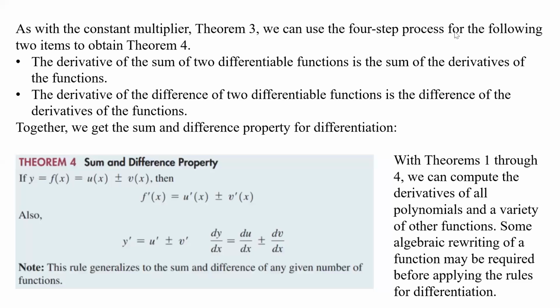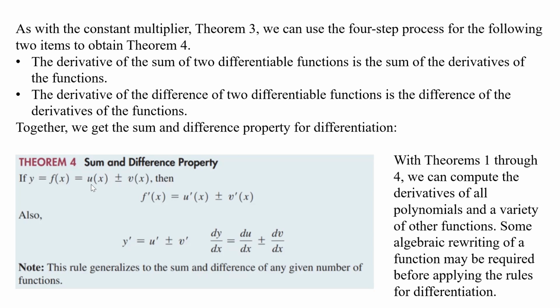All right, so this one, as with the constant multiplier, theorem 3, we can use the four-step process for the following two items to obtain theorem 4. So basically, the derivative of the sum of two differentiable functions is the sum of the derivatives of the functions, and the derivative of the difference of two differentiable functions is the difference of the derivatives of the functions. So together, we get that sum and difference property here as shown in theorem 4.